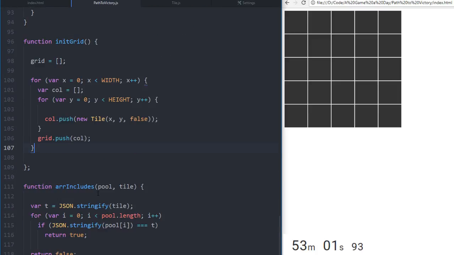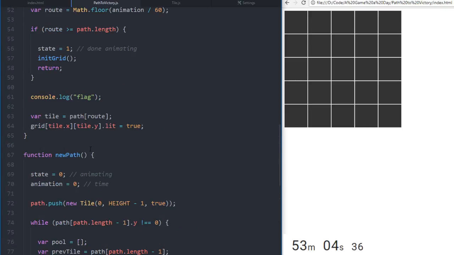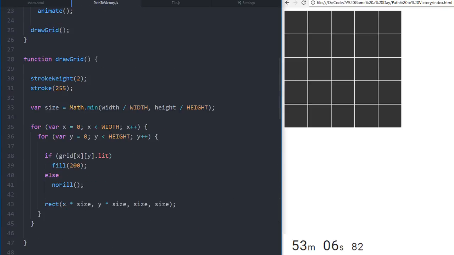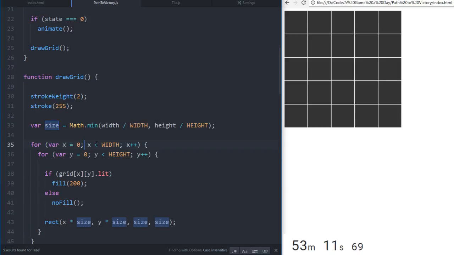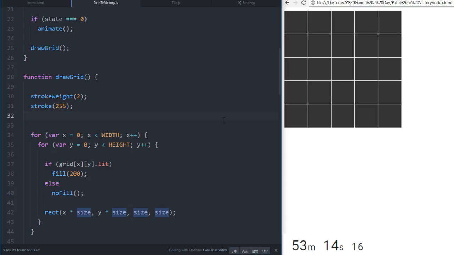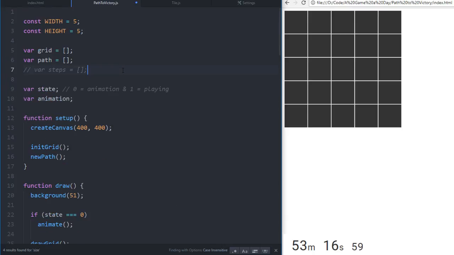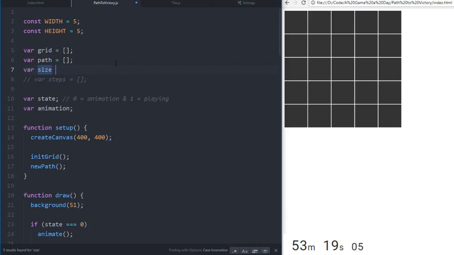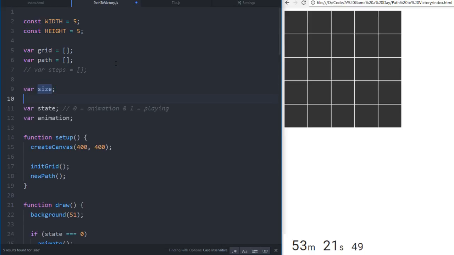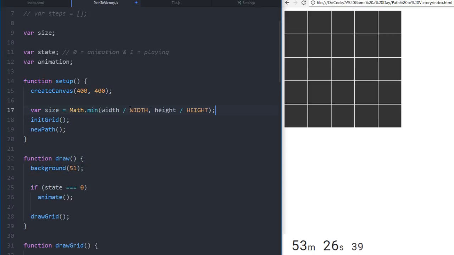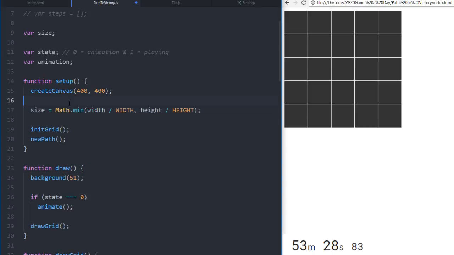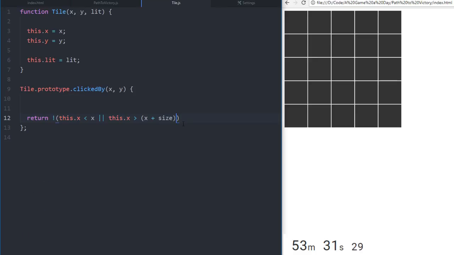Okay, we do need to make size a global. There we go. Size is that. Okay. Var size. I'm going to move this here. No longer need to do that. Setup that. Size is that. Tile x plus size. This needs to be times size.